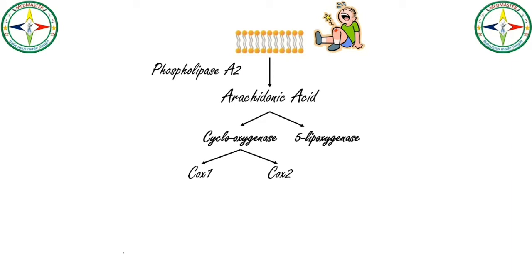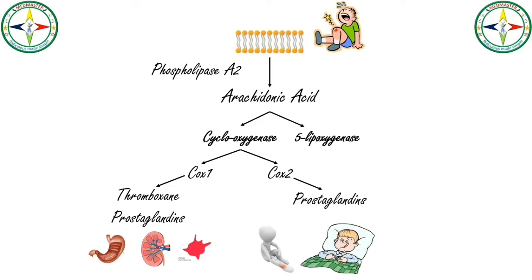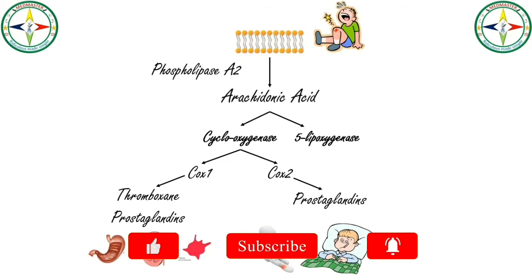COX-1 is responsible for physiological production of prostanoids and regulates normal cellular processes such as gastric protection, kidney functions, and platelet aggregation. COX-2 causes the elevation of production of prostanoids that occurs in inflammation and chronic disease. Then let's talk about the mechanism of NSAIDs.